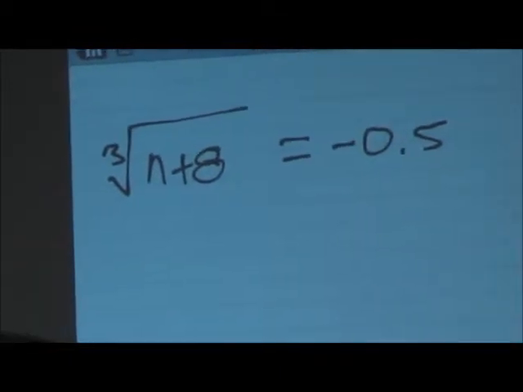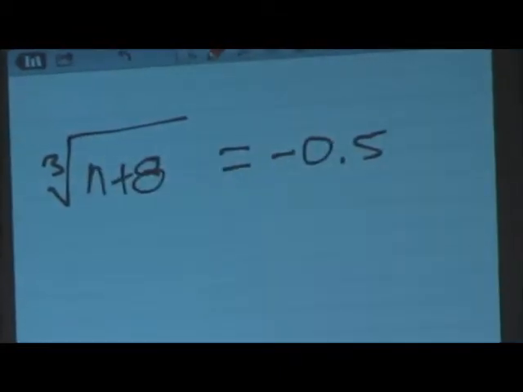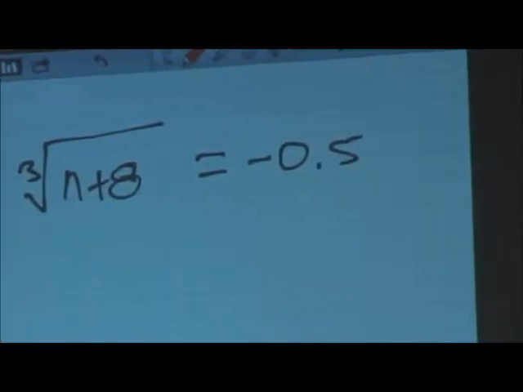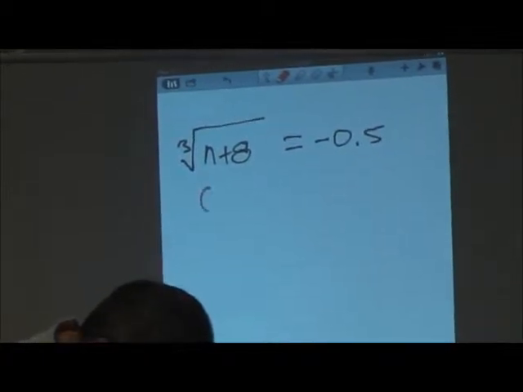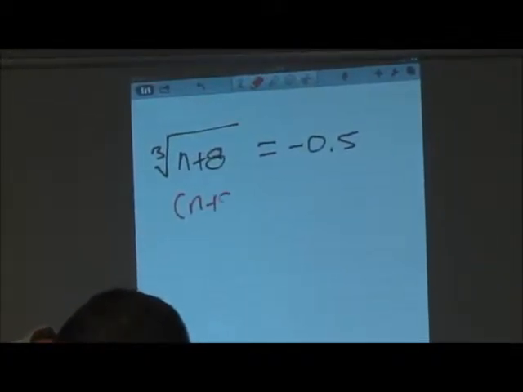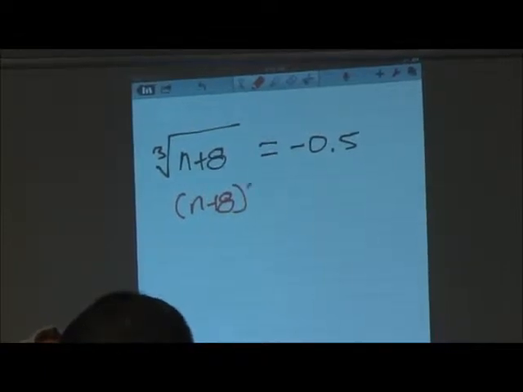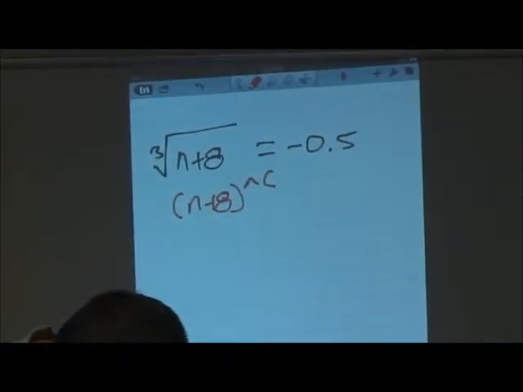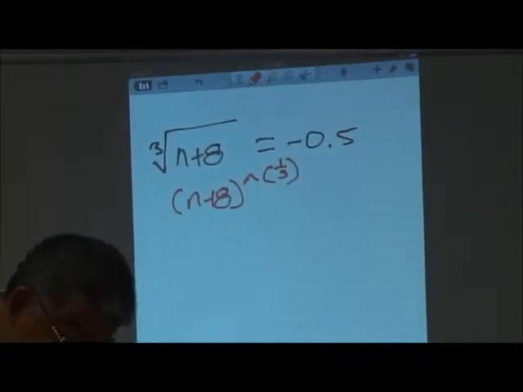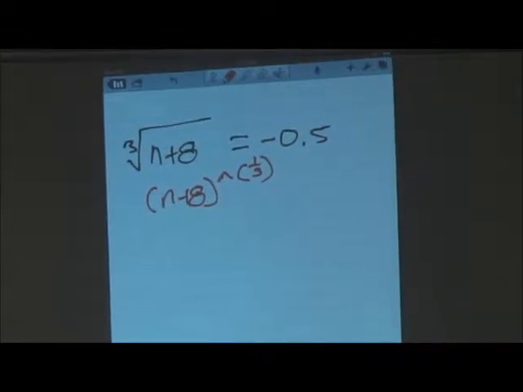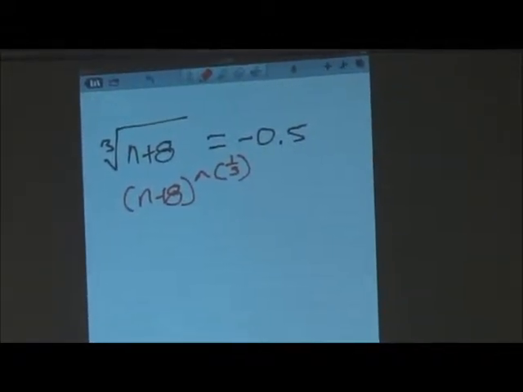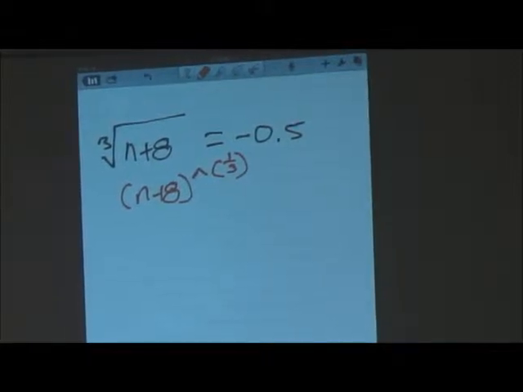So hopefully you can do this. Actually, in your calculator, I'm going to have you use this key sequence. We're going to go parentheses n plus 8, and then I want you to use a hat in parentheses 1/3. That's how we get it to the third root.